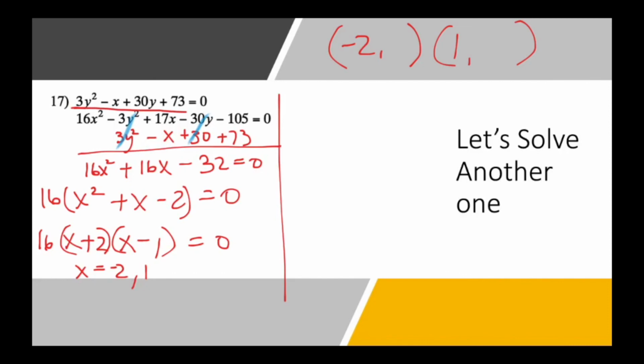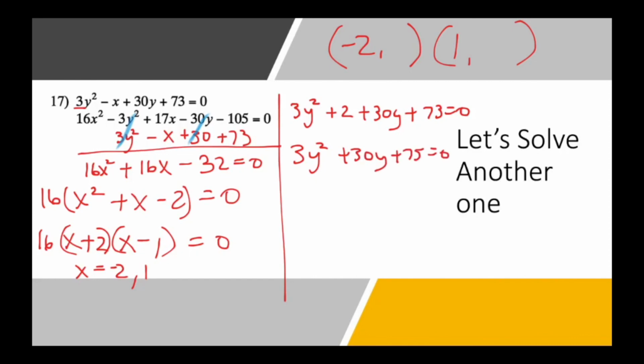Let's plug it. This is a shorter one. Let's just plug it into that one. You can plug it into this one if you wanted. It wouldn't matter. I'm going to plug it in for the x's. There's only one of the x's right there. So here we go. 3y squared minus a negative 2, which is a plus 2, plus 30y plus 73 equals 0. Let's put those together. 3y squared plus 30y plus 75 equals 0. Let's take a 3 out.